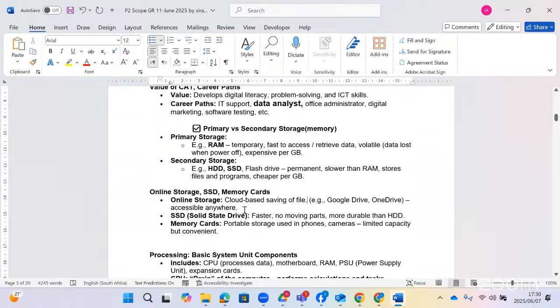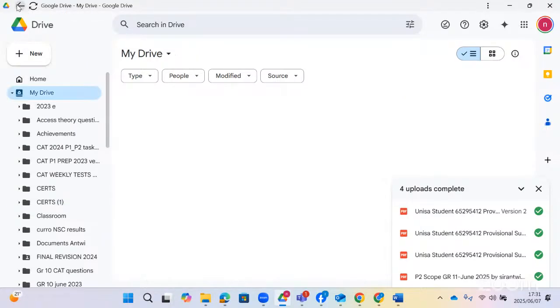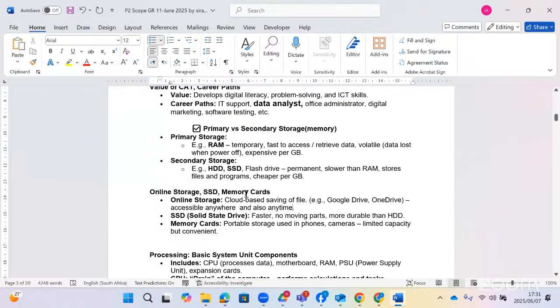Now, their advantage is accessible anywhere. You can access it anywhere and anytime. You can also increase the size, like this one here. This is Google Drive. The initial size that they gave me was 15 gig. To increase it to 100 gig, you can scale it, or in other words, you can increase the size as well.